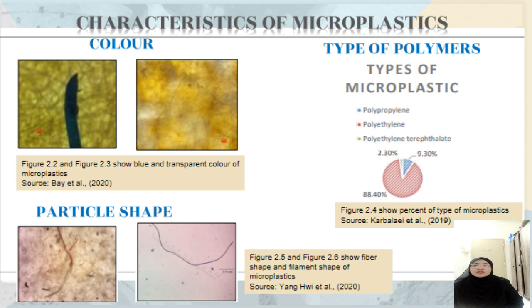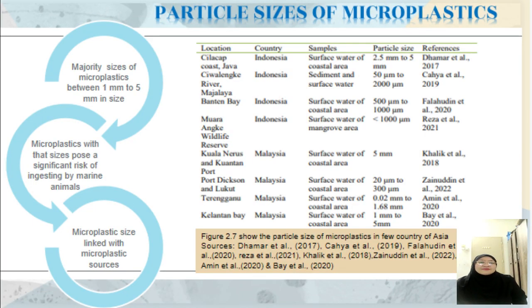According to Yang Wei et al. 2020, the most common shape of microplastic found in water in Asia is fiber, because of fishing equipment and the textile industry. Table 2.7 shows the particle size of microplastics in a few countries in Asia. Based on this table, the majority size of microplastic is between 1 mm and 5 mm. Microplastic of that size poses a significant risk of ingestion by marine animals. Wagner and Lambert 2018 state that microplastic size can be linked to microplastic sources.